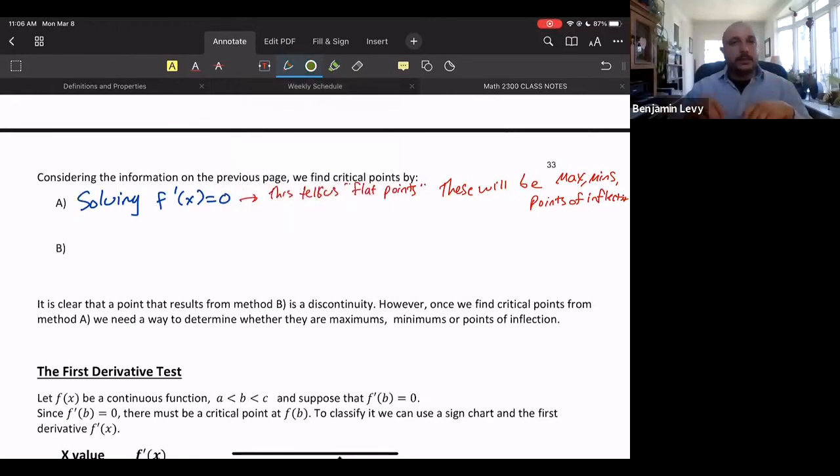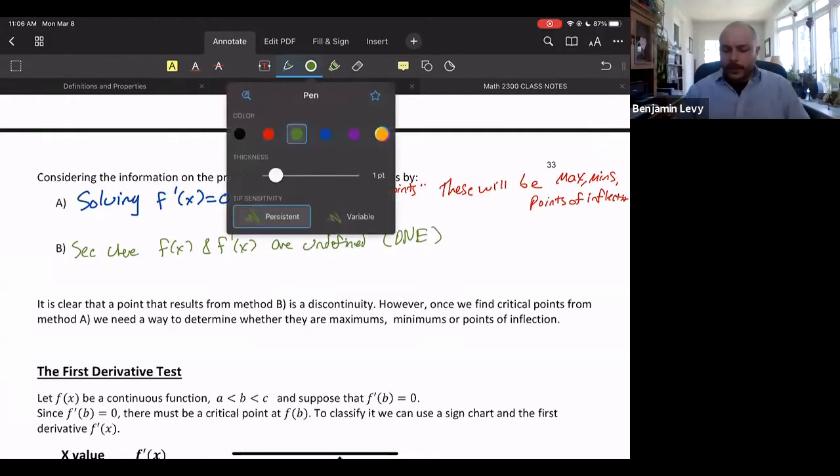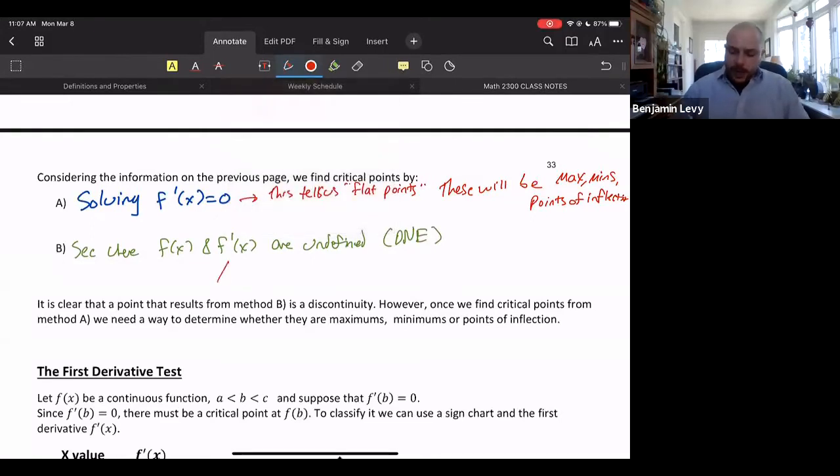And the second thing that's defined as a critical point are discontinuities. And so we find discontinuities just by looking at the function or the derivative and seeing where they don't exist. So number B, or part B here, is we see where the derivative or the function are undefined. All right, we look for places they do not exist. So kind of thinking back to the continuity section, it's just generally what we know about functions. We look for discontinuities by doing that.